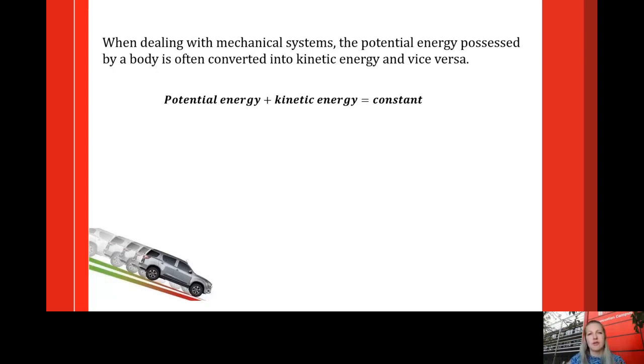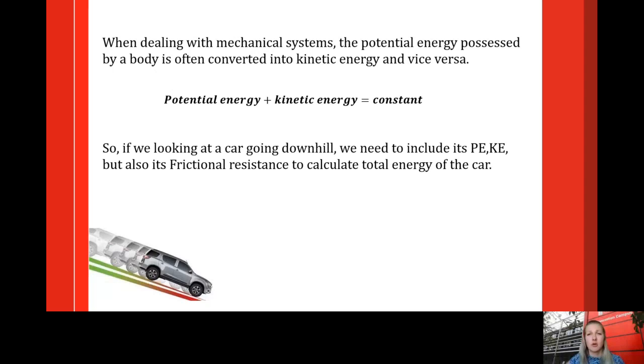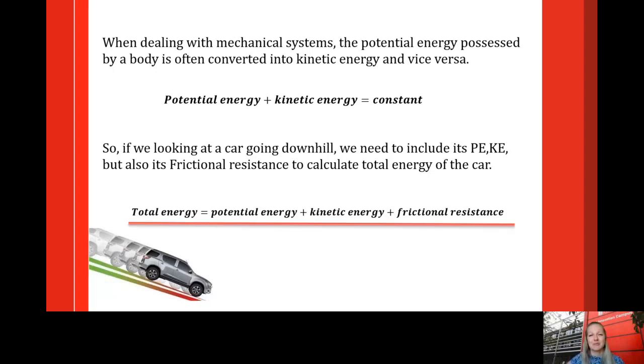For example, if we were looking at a car going downhill, we need to remember to include its potential energy, kinetic energy, but also its frictional resistance to calculate the total energy of that particular car. The way that we can do this is we can add them all together. So it's really simple. Potential energy, kinetic energy, and frictional resistance will all equal our total energy of that particular body or object.